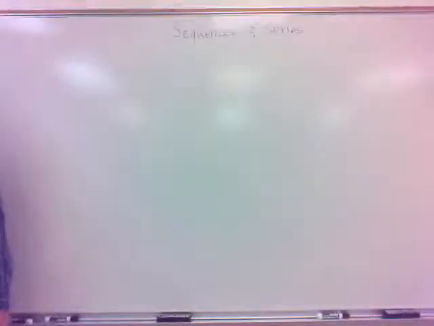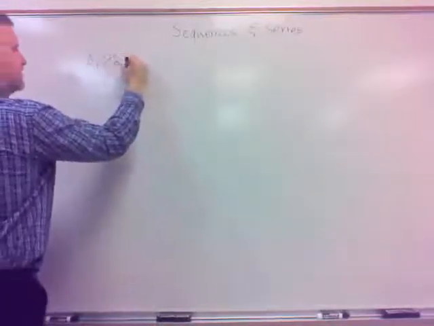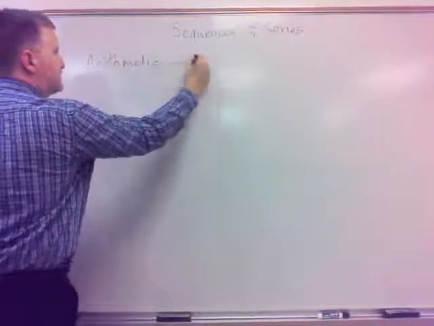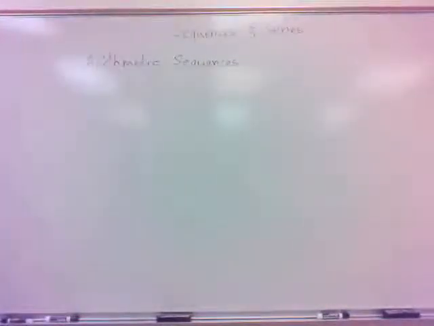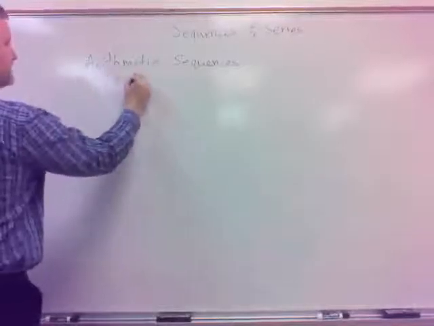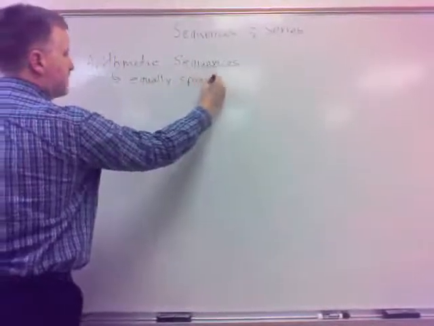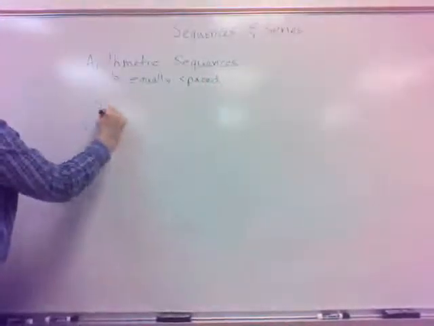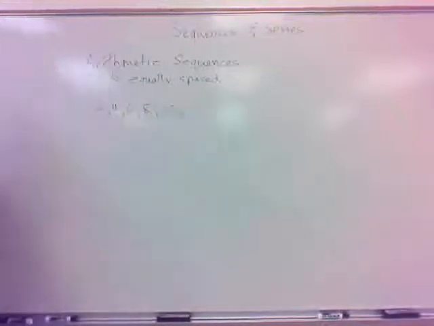I want to talk about arithmetic sequences here with you next. An arithmetic sequence, the basic idea behind it is equally spaced. An equally spaced sequence. Here's what I mean. 2, 4, 6, 8, 10. Those are equally spaced. They're the even numbers, but they are equally spaced, right? They're spaced out by 2 each time, right?